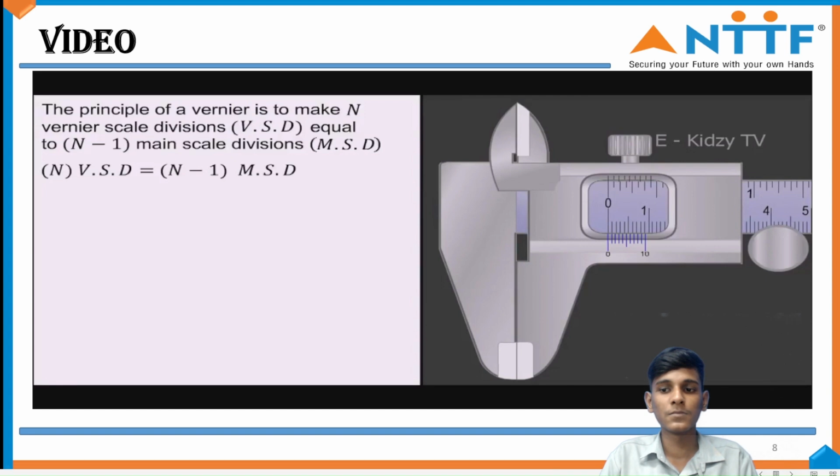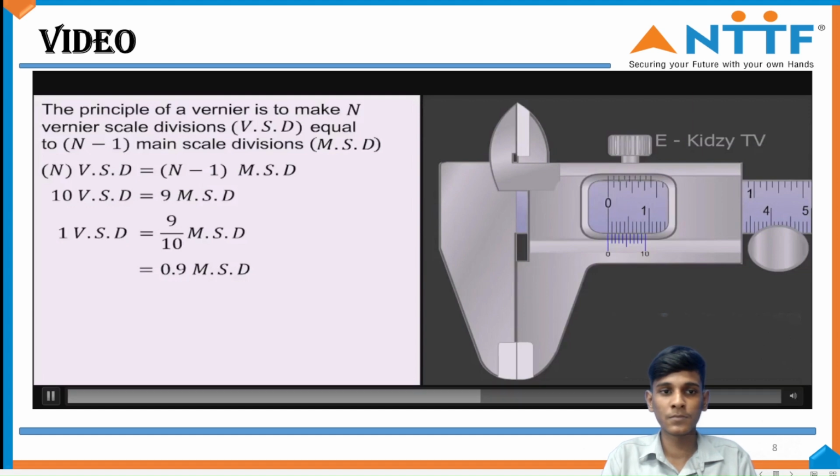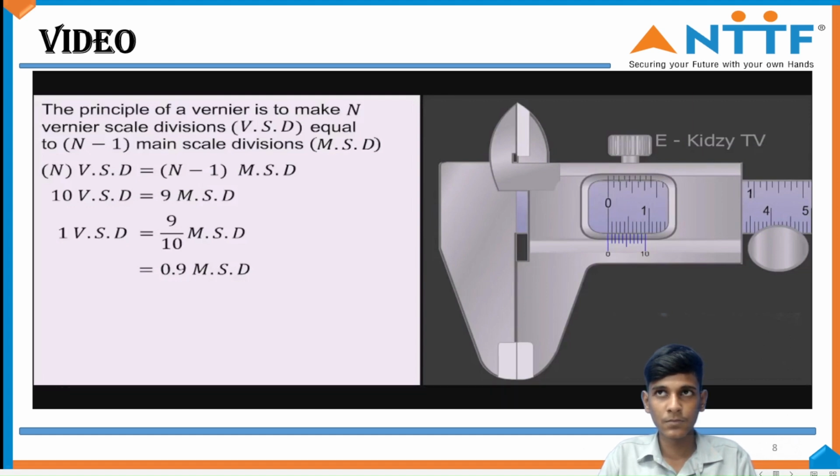Indeed, we know that the vernier scale has 10 divisions which are exactly equal to 9 divisions on the main scale. Therefore, 1 VSD is equal to 9 divided by 10 MSD. The main scale is graduated in millimeters, whose 1 MSD is 1 millimeter. Therefore, 1 vernier scale division is equal to 0.9 millimeters. Note that the value of a vernier scale division is less than that of a main scale division.